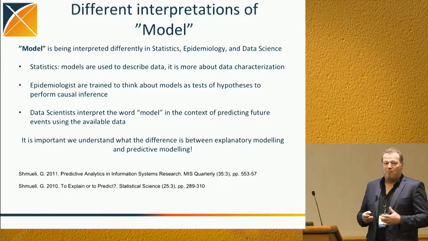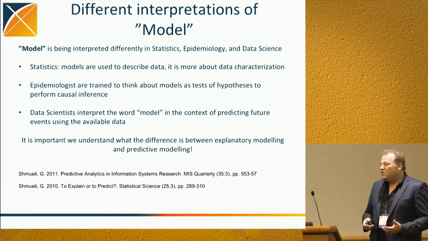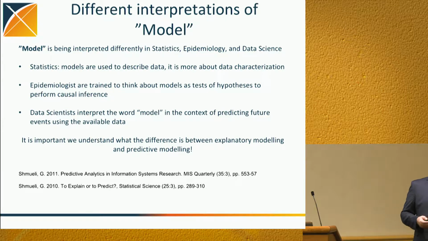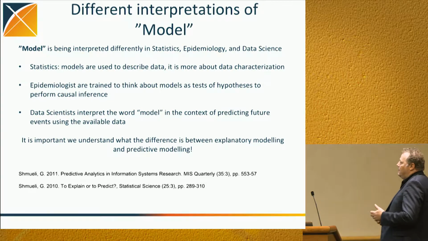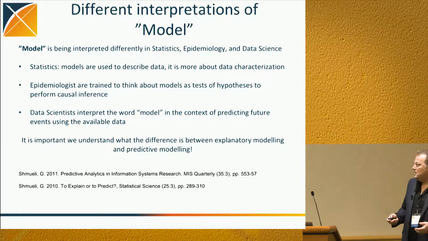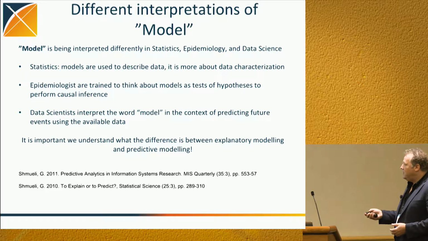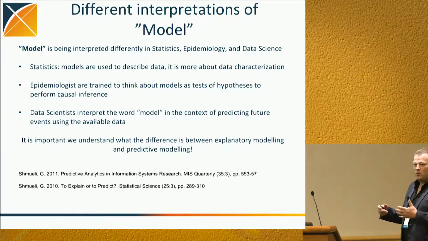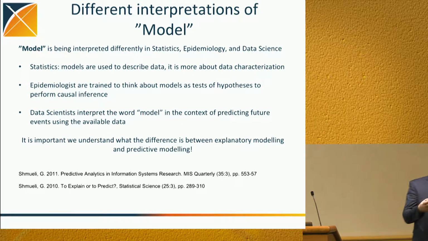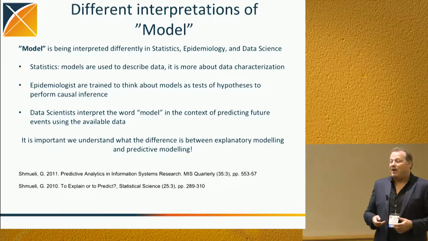Especially starting with the term model. So the interpretation of the word model depends on your background. People who come from statistics, they see model as describing data. It's about probability distribution. That's the model. People from epidemiology are trained to think in models as causal models, right? Data scientists like me, we see models in the context of predicting future events using the available data that we have in our data set.